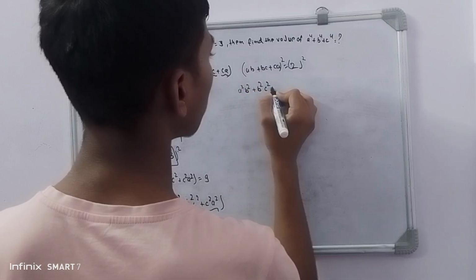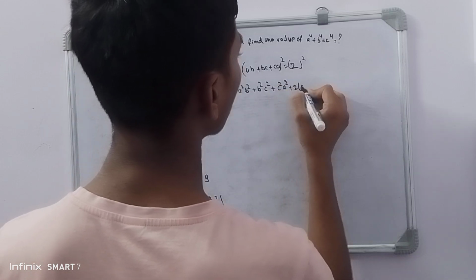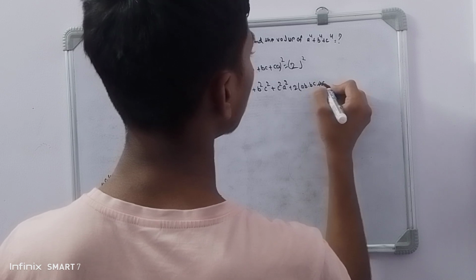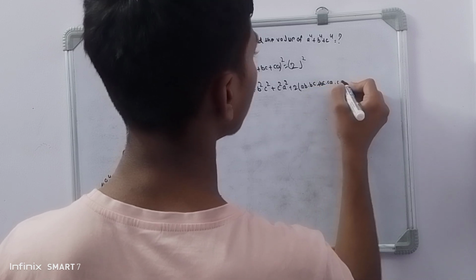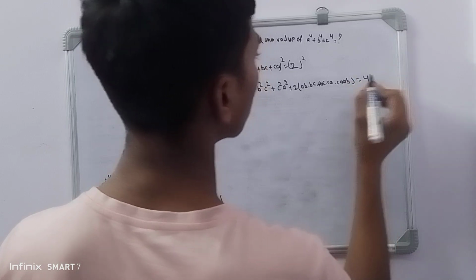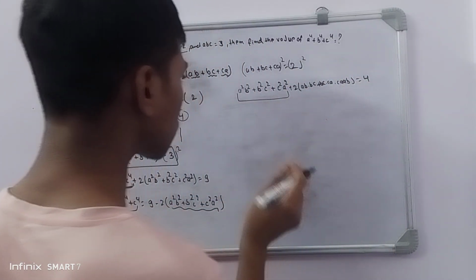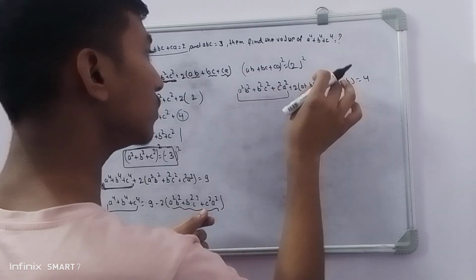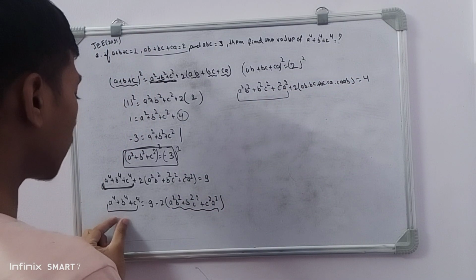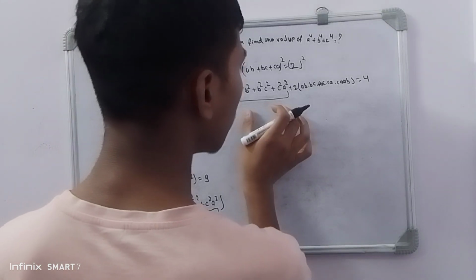plus b square c square plus c square a square plus 2 into ab bc plus bc ca and then ca ab. And it is equal to 4, since 2 square is equal to 4. As you have to find the value of this one, whatever value is going to come, you will put in this equation and you are able to find the value of a square plus b square plus c square. So just find the value of this one.